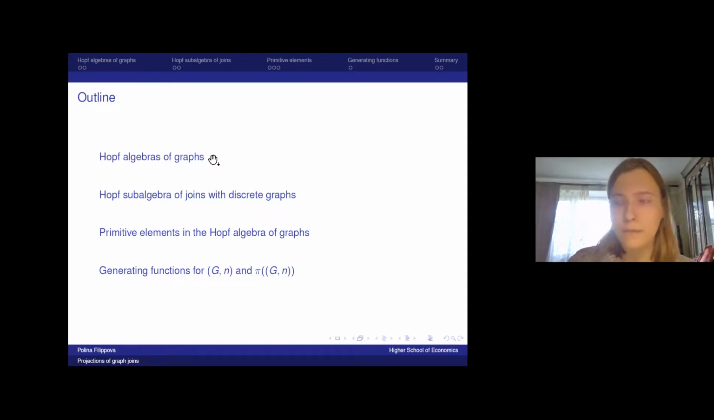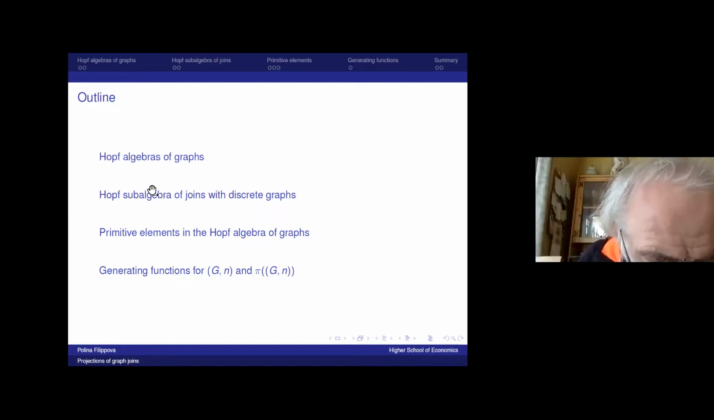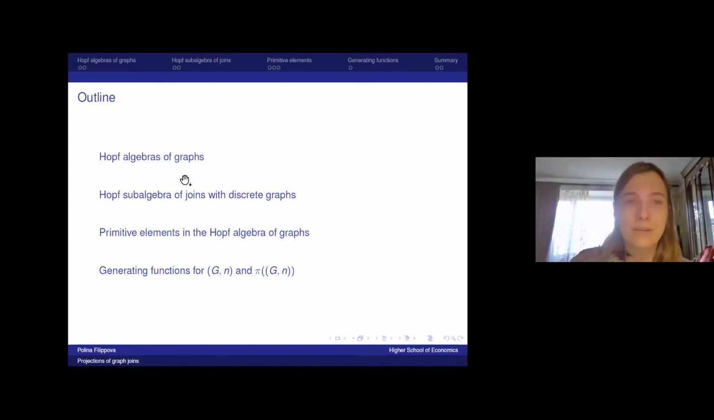I will not go into too much detail, but I will describe the main operations on graphs which we are interested in. Then I will speak about some joins with discrete or empty graphs. There is some terminology issue. And I will describe a Hopf subalgebra generated by joins. Then I will speak about primitive elements. And I will speak about generating functions for joins and for their projections. I will define what the projection is.